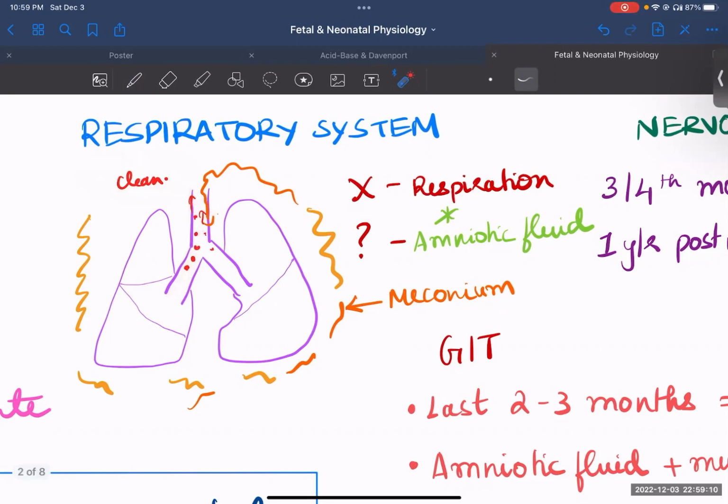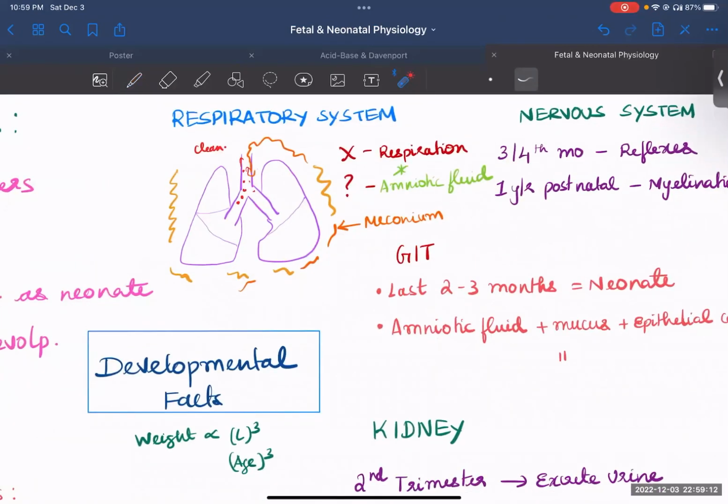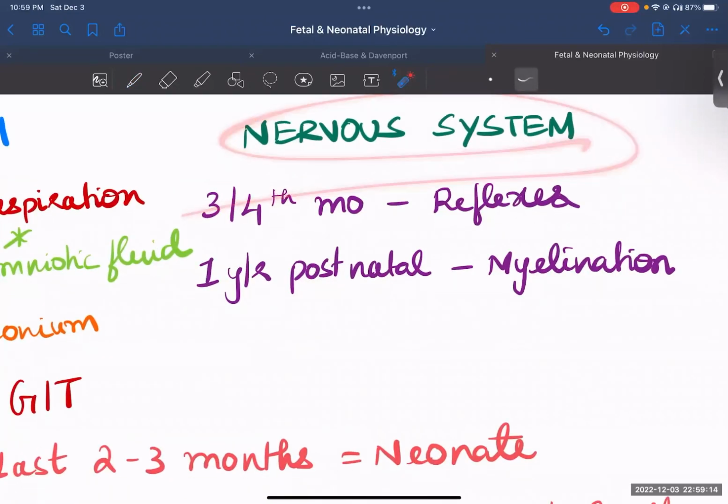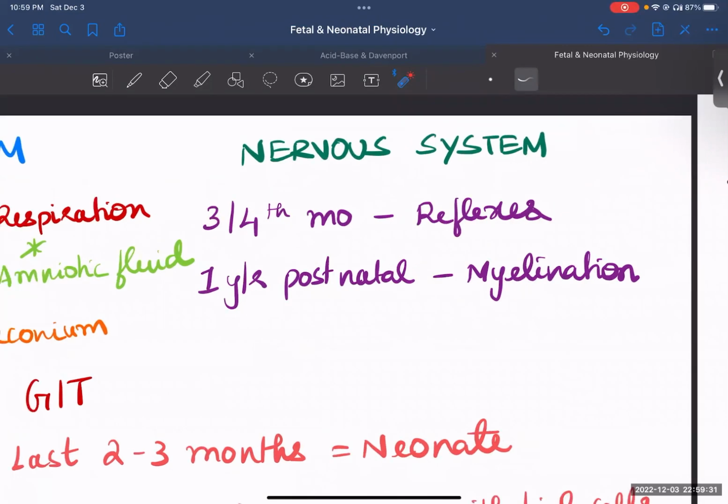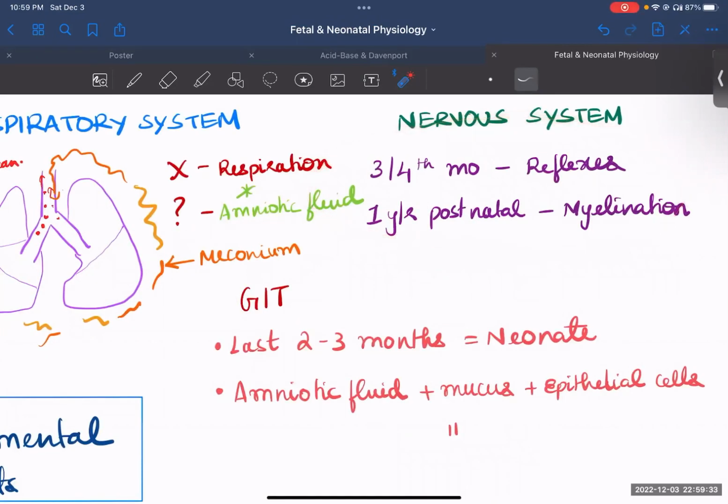Nervous system: in the third and fourth month of pregnancy, the reflexes start to be active. All the spinal cord reflexes and the brainstem reflexes start being active. And after 1 year of postnatal life, meaning after birth, myelination of the major tracts in our central nervous system takes place. Okay. These are again facts about the nervous system that you must remember.